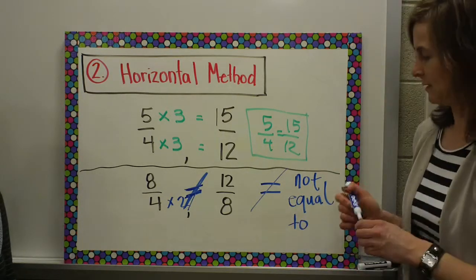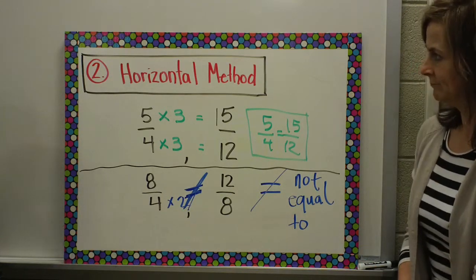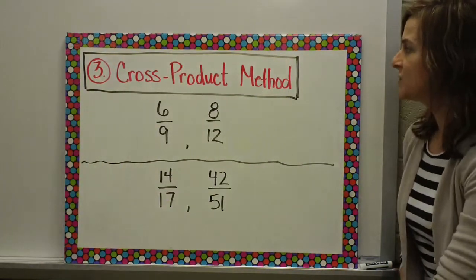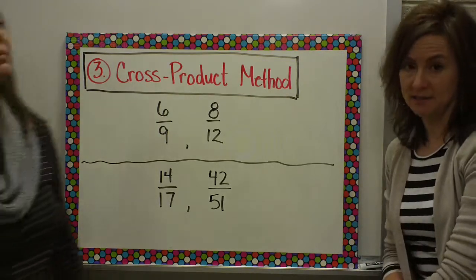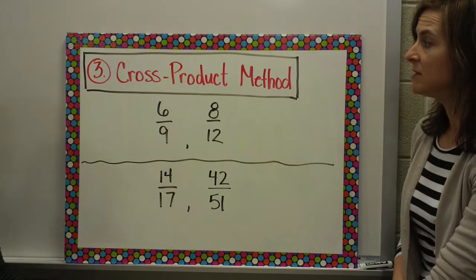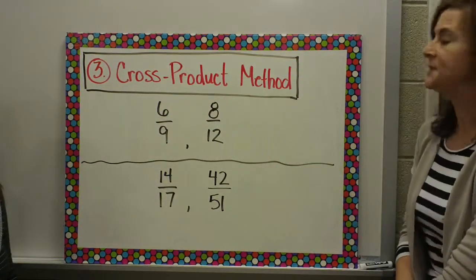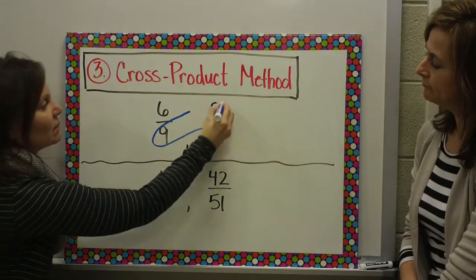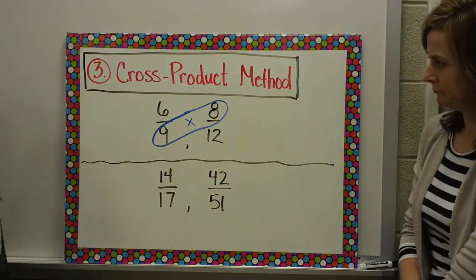So 8/4 is not the same rate as a ratio as 12/8. The last method that we're going to show you is called the cross product method. And it's just like it sounds. Product means to multiply. Cross means you're going to go in a cross or diagonal. So let's see what that looks like. So if I circle my diagonals, I'm going to put a multiplication sign in between and I will multiply.